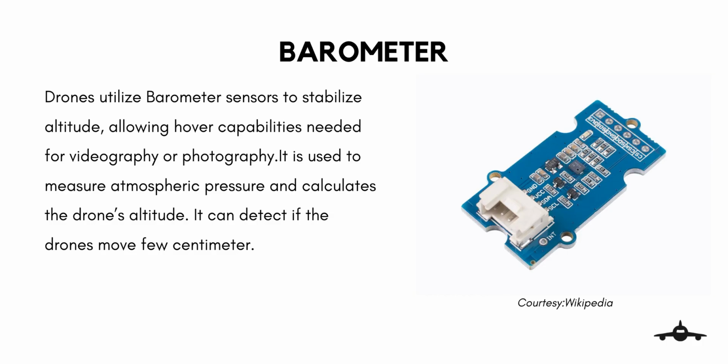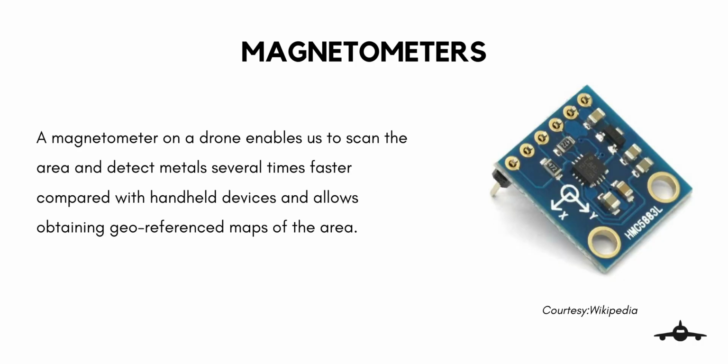A barometer is used to measure atmospheric pressure and calculate the drone's altitude. It can detect if the drone moves a few centimeters, while a GPS receiver is mainly used to determine the horizontal position of the drone. While both barometer and GPS are capable of measuring height, they are based on different algorithms. Magnetometers indicate the direction of the magnetic field to verify heading.